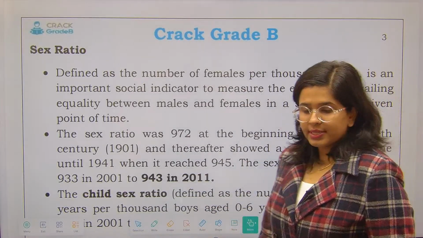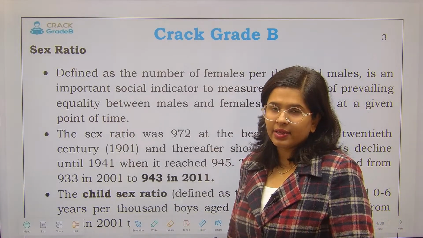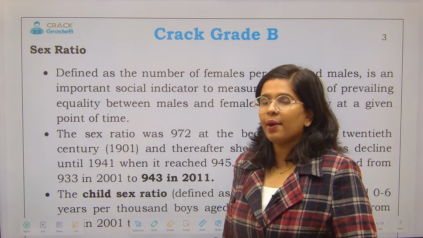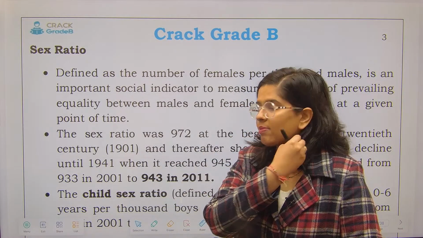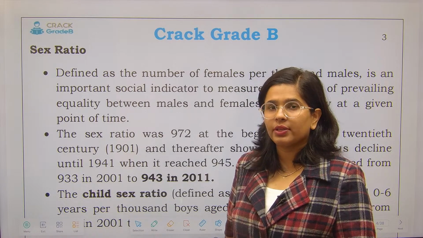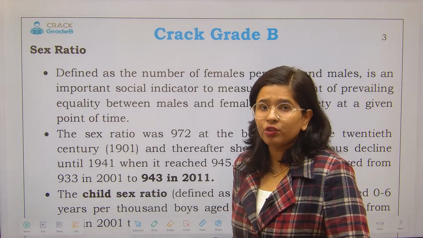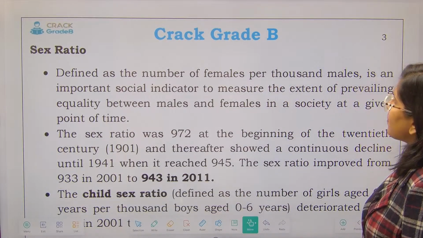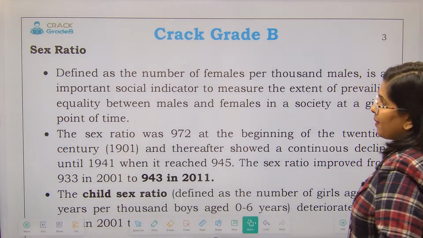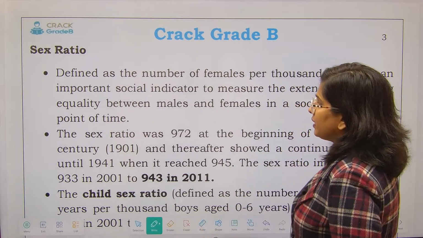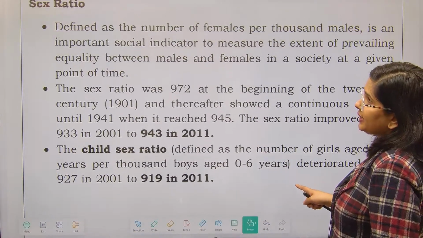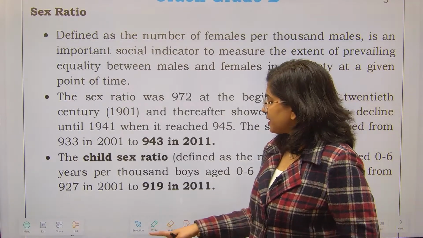Moving forward, let's talk about the sex ratio. Again, the census will be the guiding force behind this data also. Here we will talk about two types of sex ratios. First of all, the adult sex ratio, and then we also need to talk about the child sex ratio, right? Defined as the number of females per 1,000 males, it is an important social indicator that we need to measure. Because obviously our society is like that, we have to measure the sex ratio.